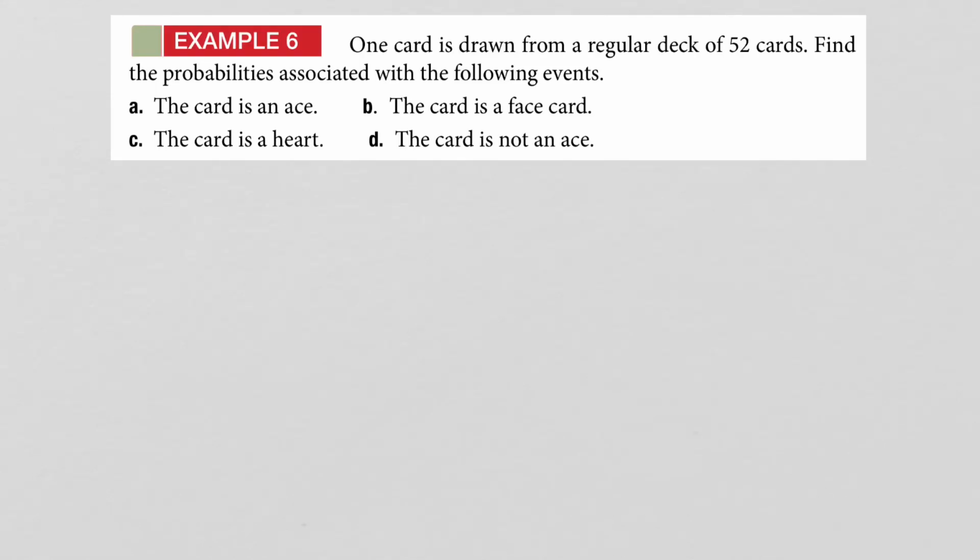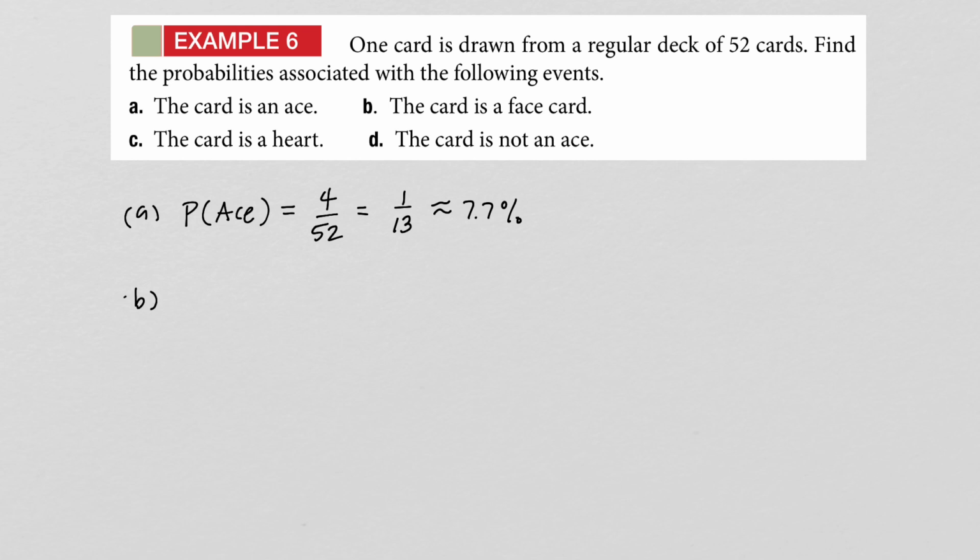Now let's take a look at an example involving playing cards. Suppose one card is drawn from a regular deck of 52 cards. Find the probabilities associated with the following events. So first, what is the probability that you draw an ace from the deck of cards? So we need to remember that in a deck of cards, we have 4 aces out of the total 52 cards. If you reduce this fraction, you get 1/13. And this is about 7.7%.